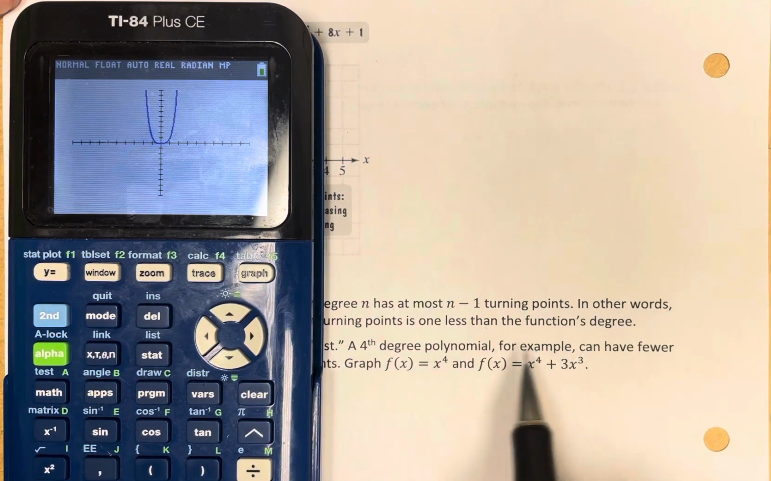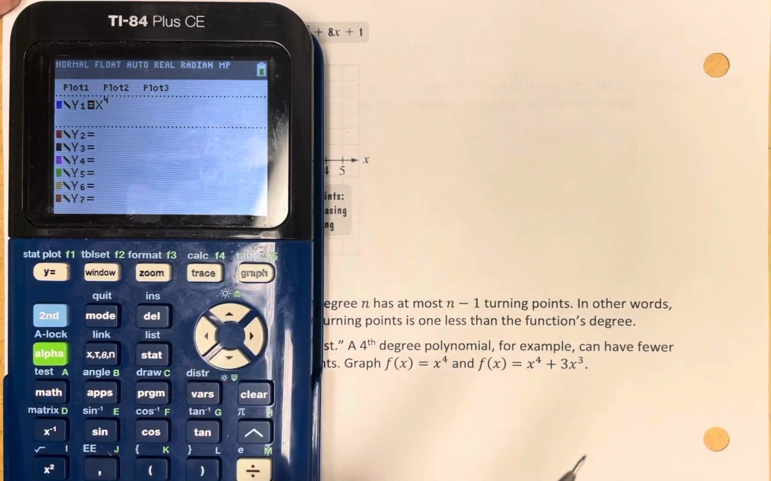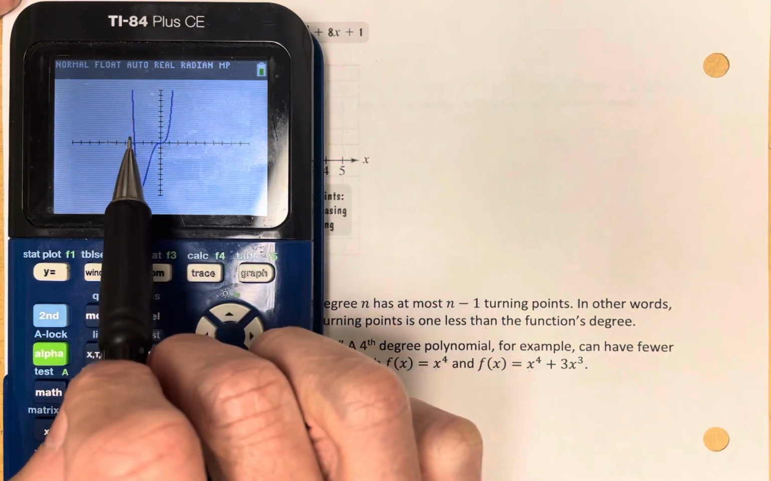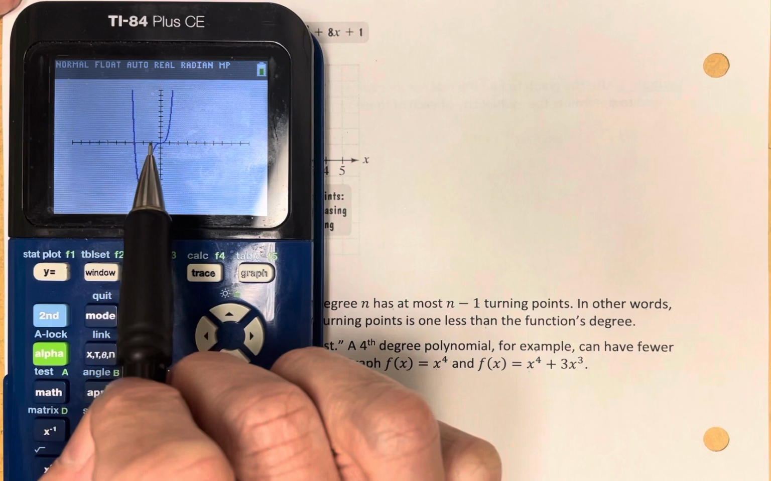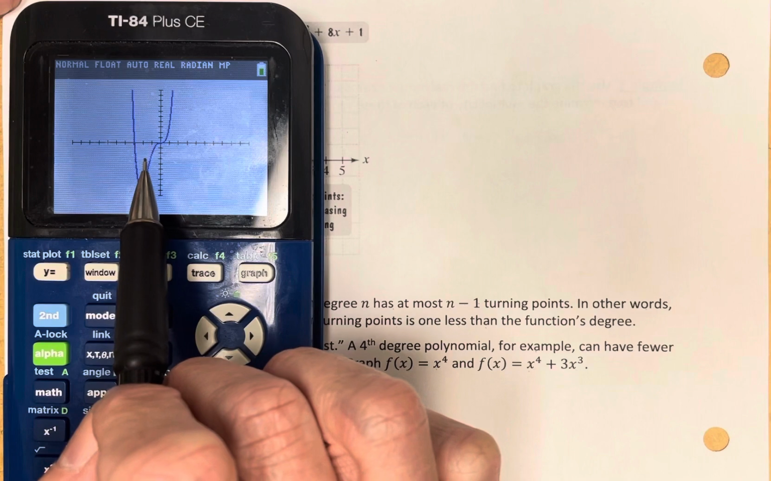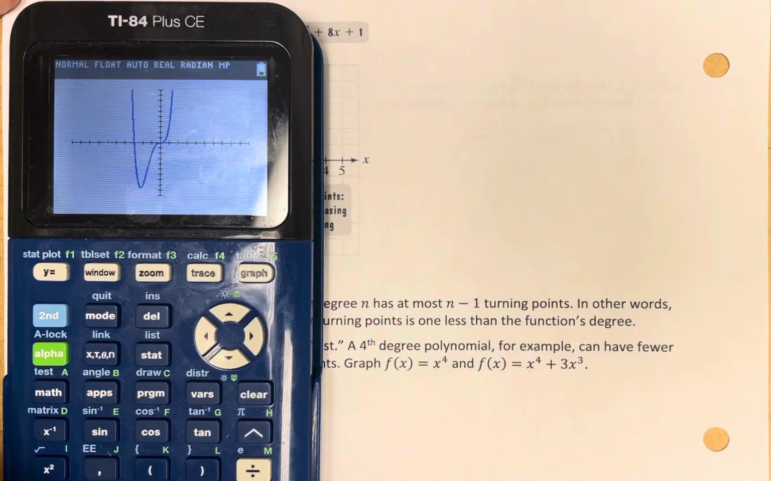Let's take a look at this fourth degree polynomial. I'll go back to y equals x to the fourth plus 3x cubed, and I'll graph this one. And this one has 1 turning point right there. This is not a turning point. It's a little bit of a flattening out there, but it's not a turn from increasing to decreasing. So this fourth degree polynomial has 1 turning point. It will have, again, at most 3, and that's all you know. You know that the maximum number of turning points is 3.